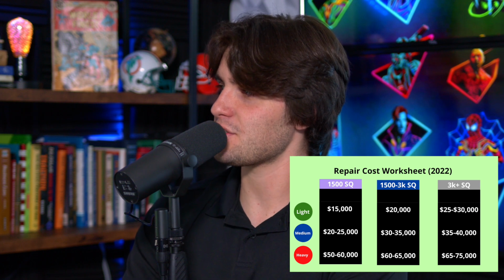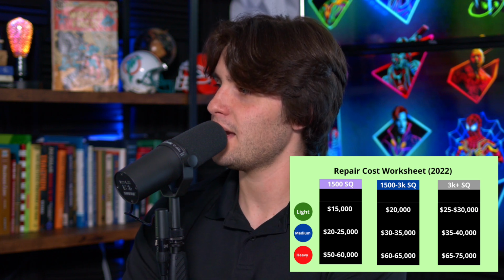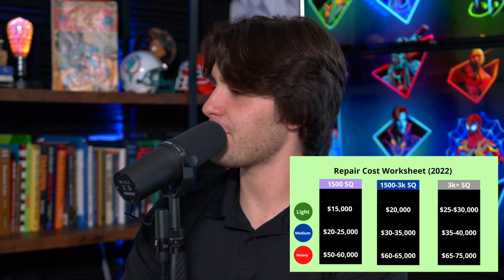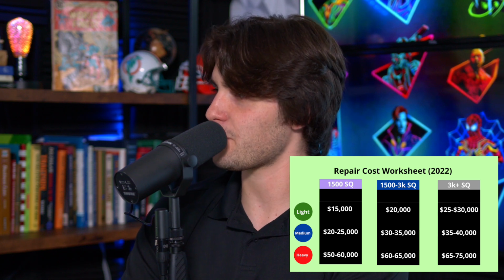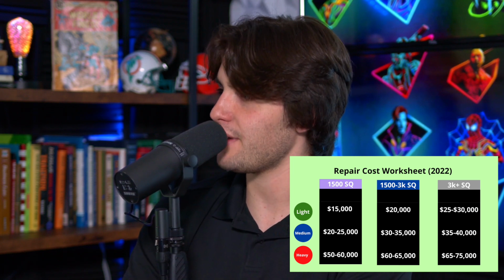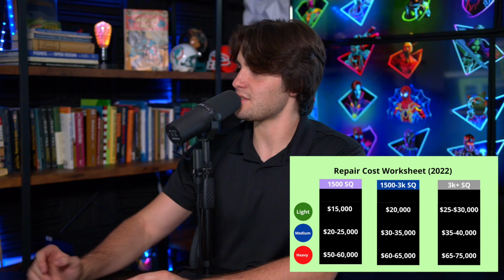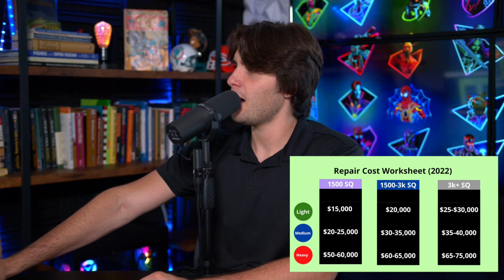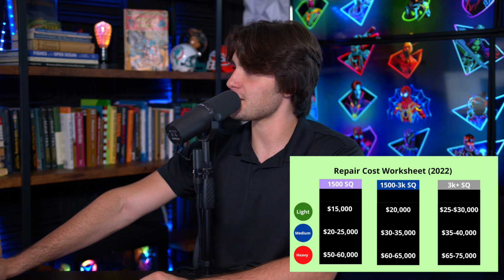So a light 1,500 square foot repair is 15 grand. A medium is 20 to 25,000. A heavy remodel is 50 to 60,000. And then basically from there, you add 5,000 if it's got more square feet on the light. Add an extra 5 to 10 on over 3,000 square feet. And then you pretty much do the rest on it. So take a screenshot of this, check it out. That's how I figure out my repair costs.